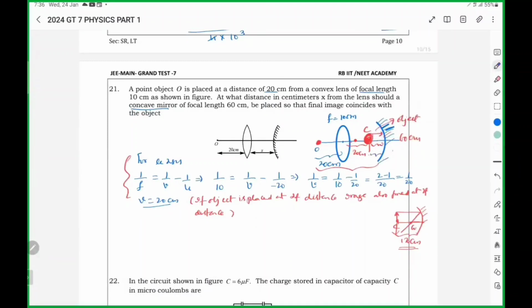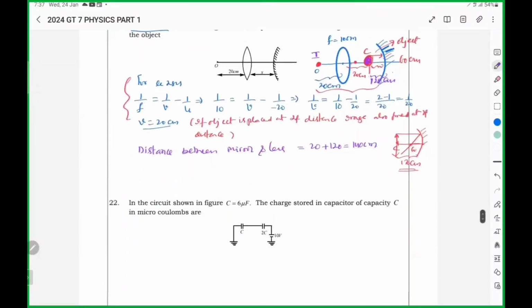It must be the center of curvature. So the center of curvature will be at a distance 2 times the focal length, 120 centimeters. So if the object is at the 2f distance with respect to the lens, the image will be formed at the 2f distance. That means the distance between mirror and lens will be 20 plus 120, 140 centimeters.